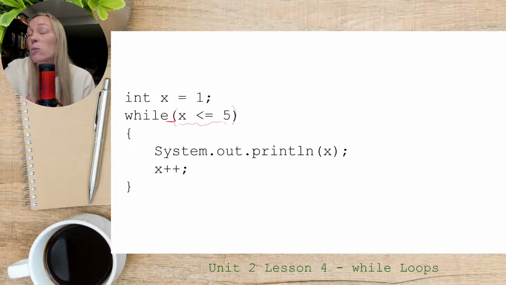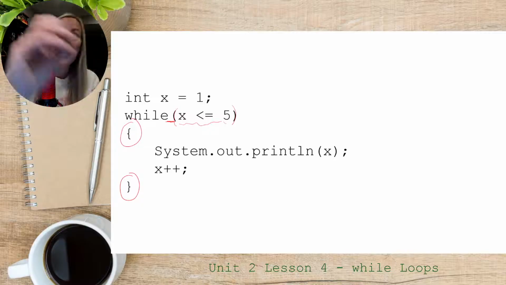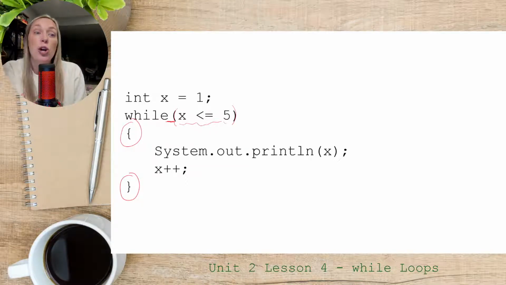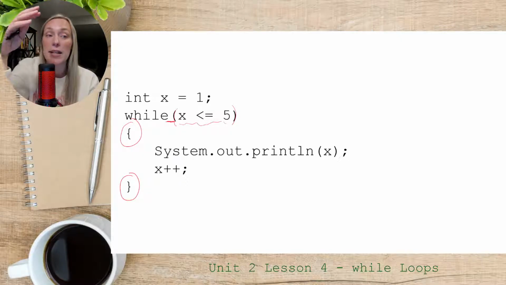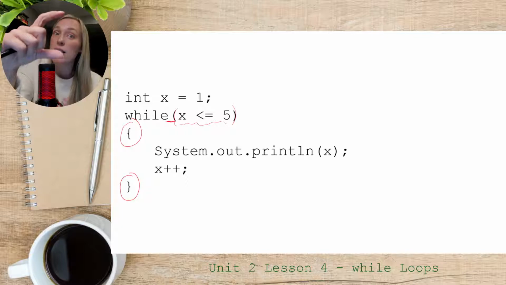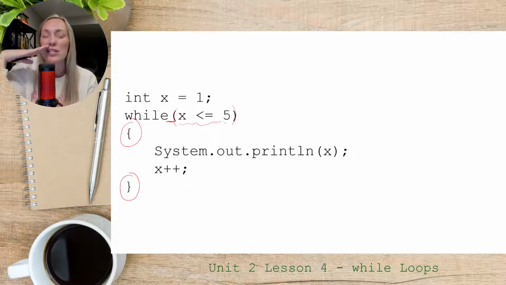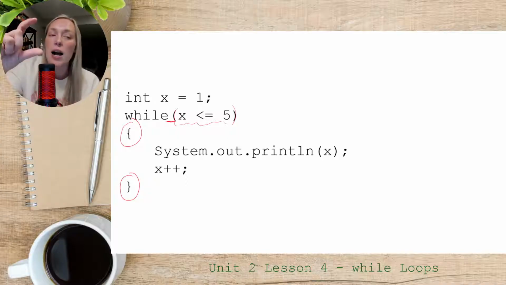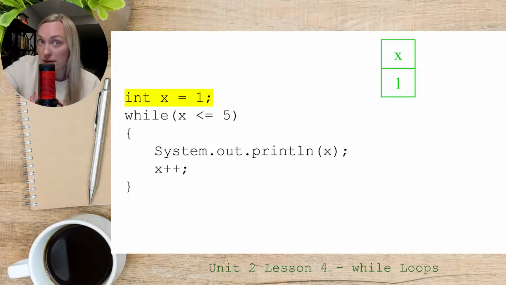So x less than or equal to 5 asks a question: is x less than or equal to 5? And then after that, we have our block of statements. Just like an if statement, if your loop is just a single line, it can have a single line in there. But usually a loop has a couple statements, because you'll see we need to update our variable inside. You'll need that block, an open and close curly bracket. Okay, so let's trace through this and see what happens.